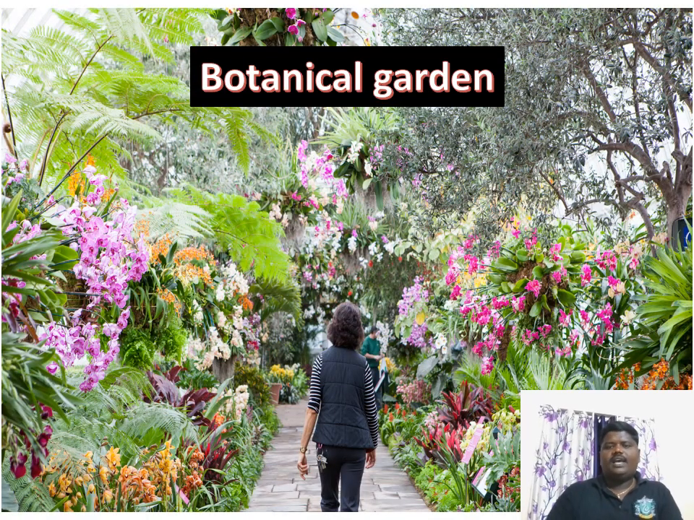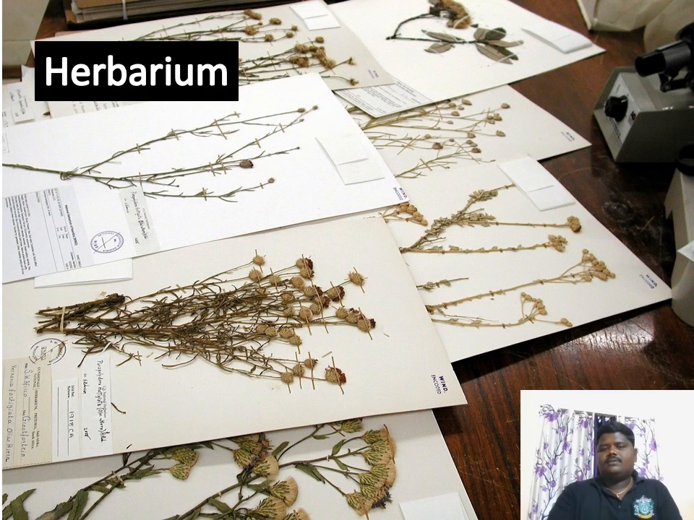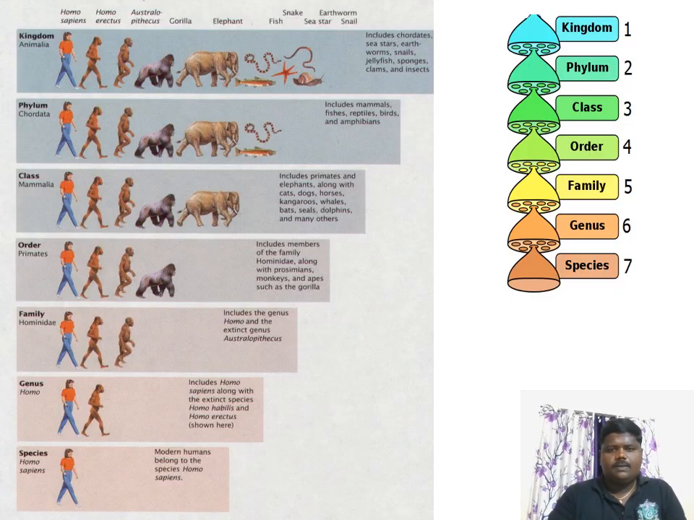botanical garden. In the case of living animals, we have seen the zoo. The dead organisms, we have seen in the museum. In the same way, in the case of plants, the living organisms you can see in the botanical garden, and dead organisms, that is after their death, we preserve them in a herbarium. So that's the difference between zoo, museum, botanical garden, and herbarium. It's a very important, crucial term.